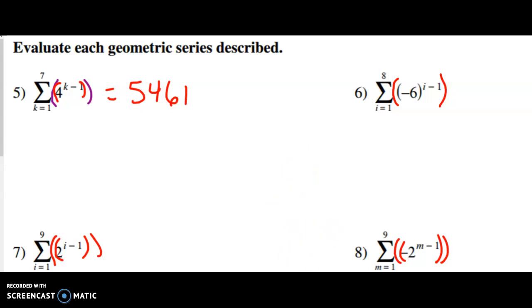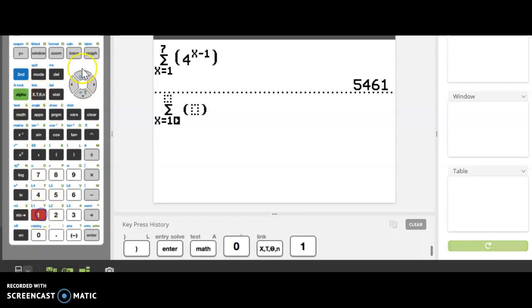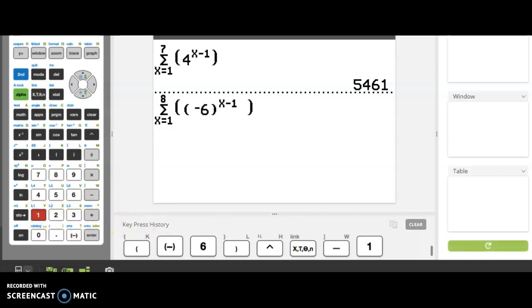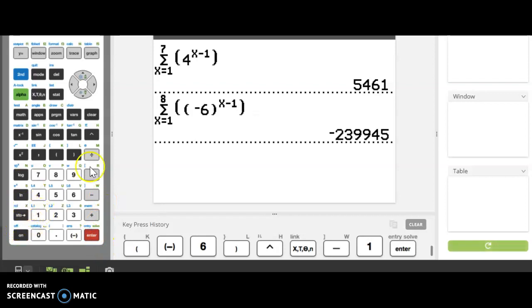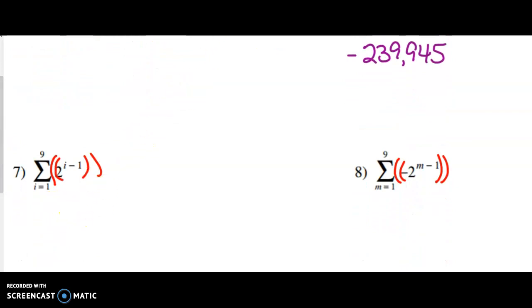We've got a negative 6 from 1 to 8. And I'm going to add my parentheses, negative 6. And I'm going to raise that negative 6 to the x minus 1 power. Make sure that looks right. Yep, to the x minus 1 power. Hit enter. Negative 239,945. Okay, still real easy, just plugging it into our calculators.